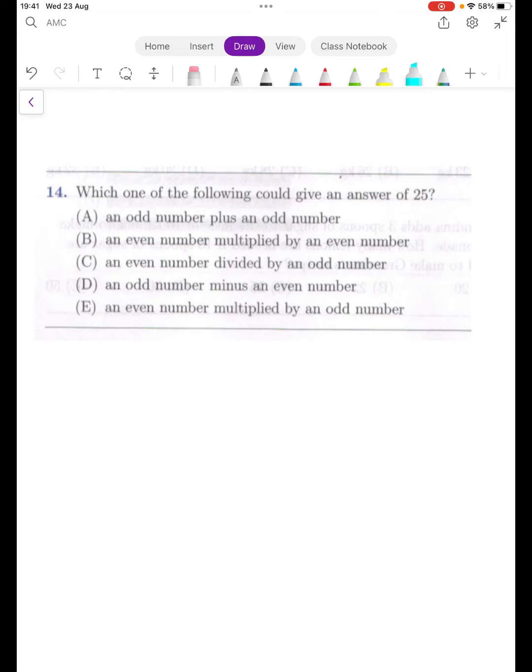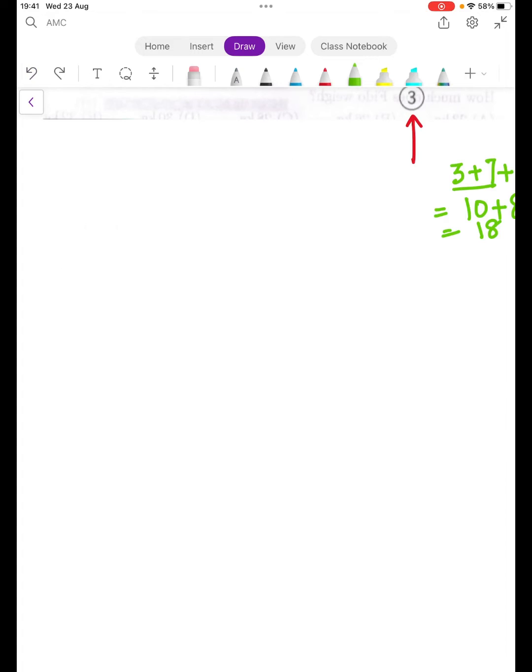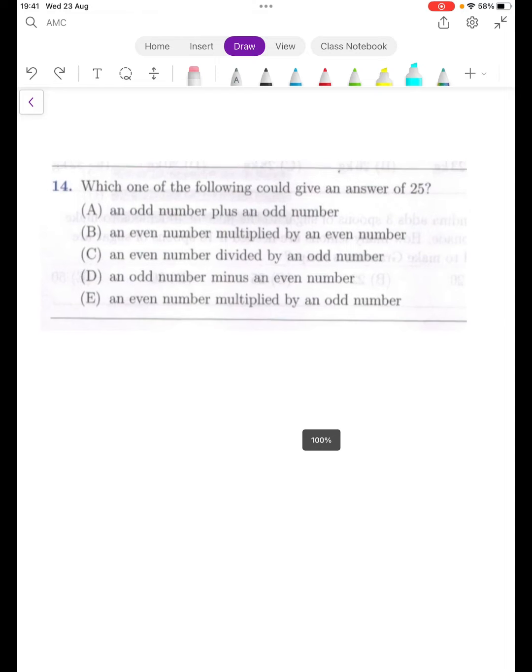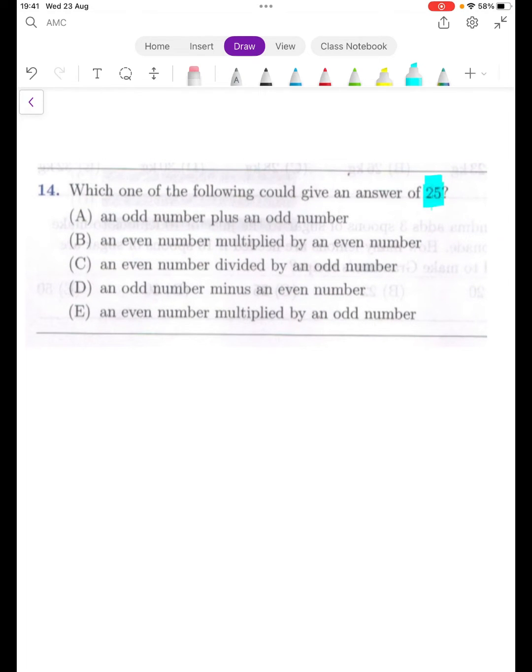Now this is a very interesting one. This is one of my favorite questions on this paper. Which one of the following could give an answer of 25? So we are looking to give the answer of 25. Now note, 25 is an odd number, all right? This is an odd number. Which of these calculations can actually yield an odd number?